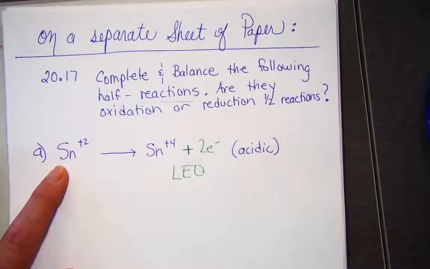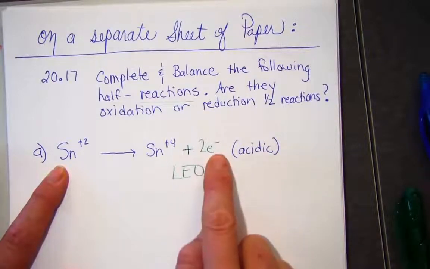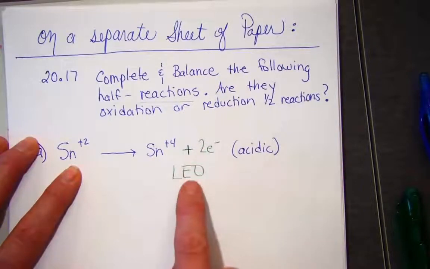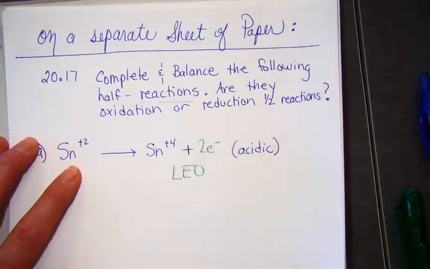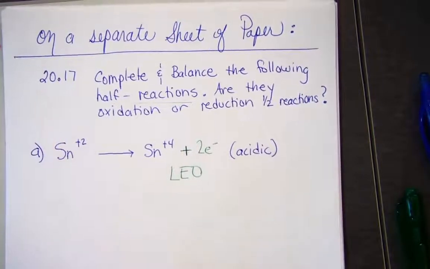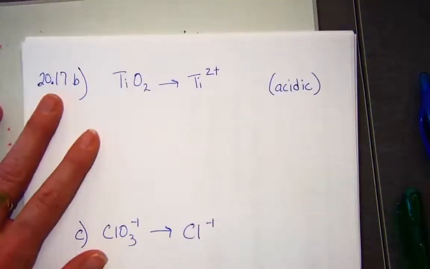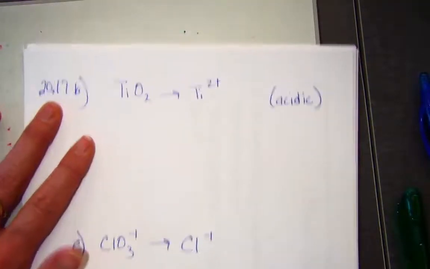That equation was that easy. Adding 2 electrons to the right side brings both down to a +2 charge overall. The loss of 2 electrons created an oxidation half reaction. Let's show a letter B. Same problem, but we have a little bit more involved.